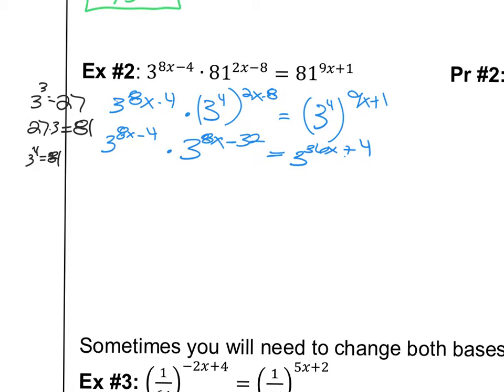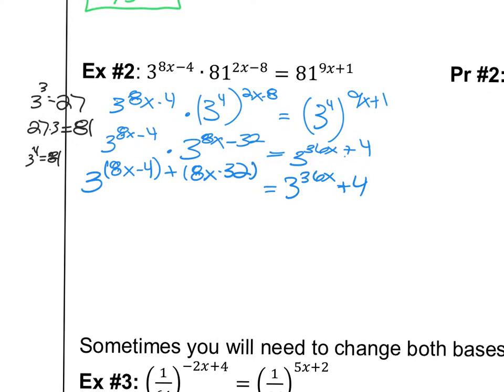Okay, so we're almost there, but again, we have these 2 terms that are multiplied, but they have the same base. They're both 3. And so from our rules, we still know that we can add these exponents. So again, I could rewrite this as 3 to the, I'm going to put it in parentheses just to make it a little bit more clear, 8x minus 4 plus 8x minus 32. So see how I added in these exponents and this set of exponents together. So that's what my goal is. Again, that equals 3 to the 36x plus 4.